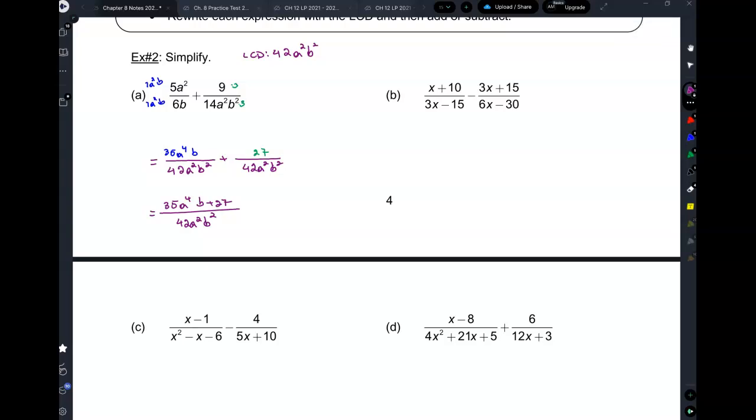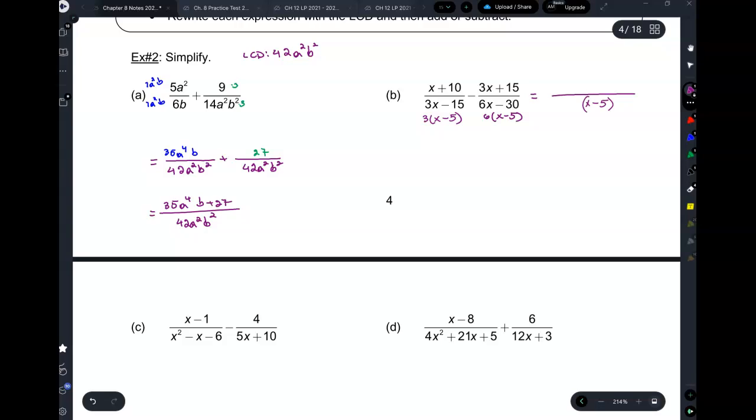You can't combine them because they're different. They're not like terms. Okay, so this next one, let's factor this one. I get 3 times (x minus 5). And here I get 6 times (x minus 5). So what's the LCD going to be? x minus 5 times what? Does it have to be 18 or what's the least common multiple? Oh, x minus 5, sorry, times 6. Between the 3 and the 6, what's the least common denominator? Just a 6.